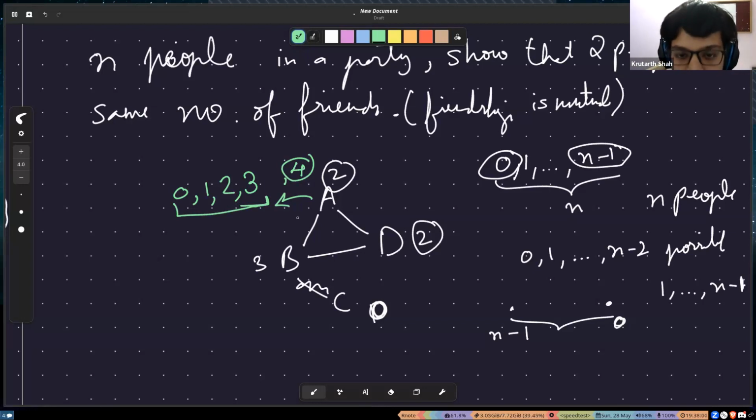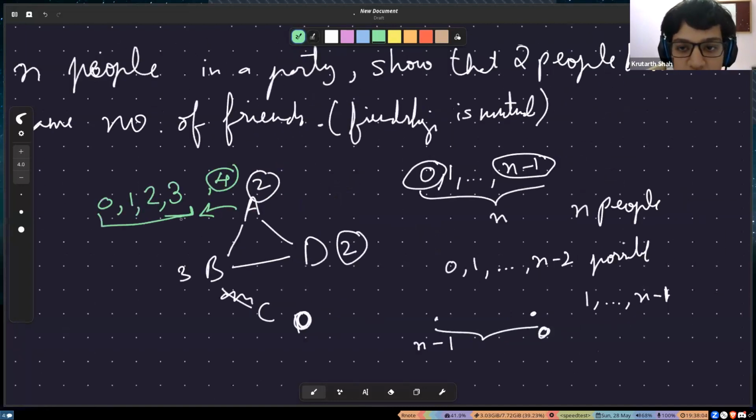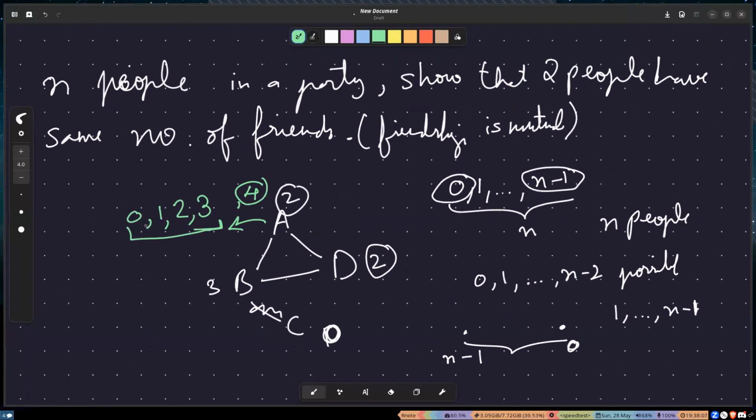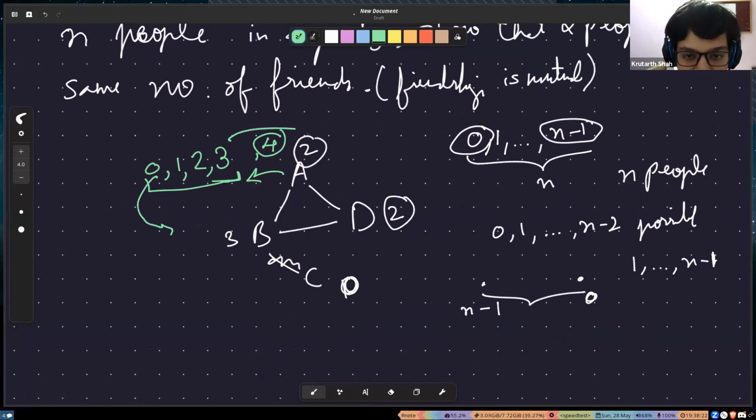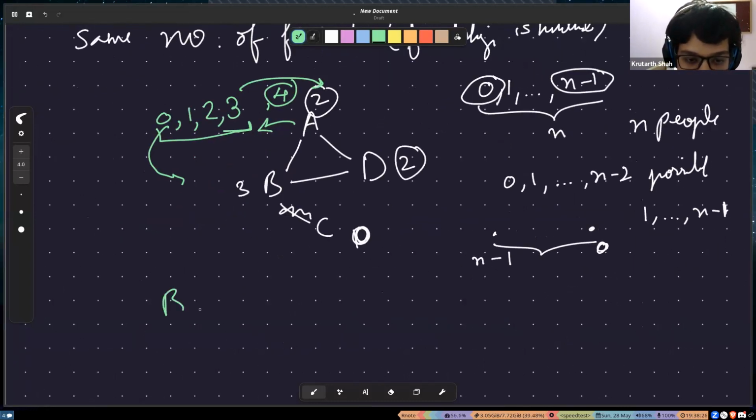And we assume that each person has a different number of friends, because we are assuming contradiction, that there are no 2 people having the same number of friends. Everyone has a different number of friends. Exactly. So since there are 4 possible values and 4 people, and each one has a different value, someone must get a 0 and someone must get a 3, right? So let's say B got a 0 and A got a 3. Can they be friends?